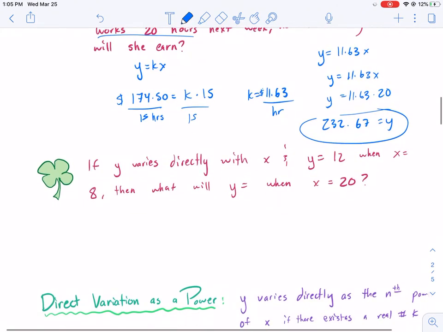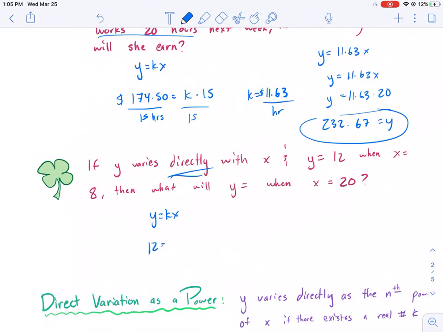Here's a problem that's not a real-world example, just using variables. It's the very same process. If y varies directly with x and y equals 12 when x equals 8, then what will y equal when x equals 20? y equals kx. This is direct variation because it says it varies directly.